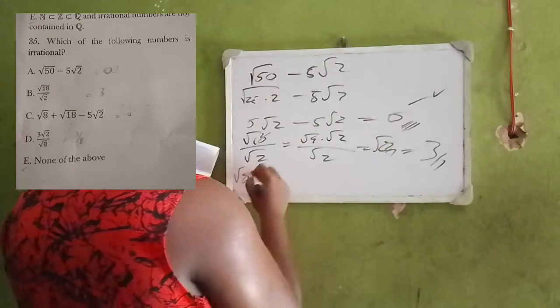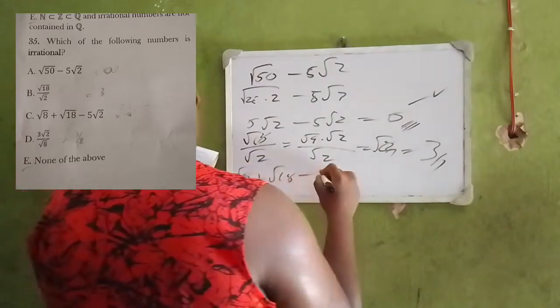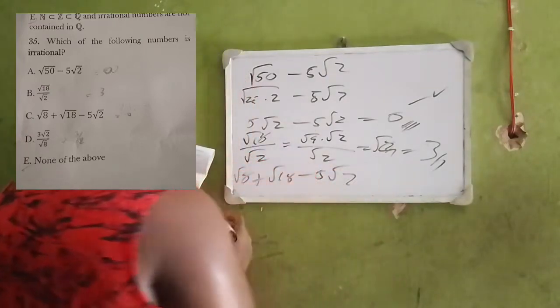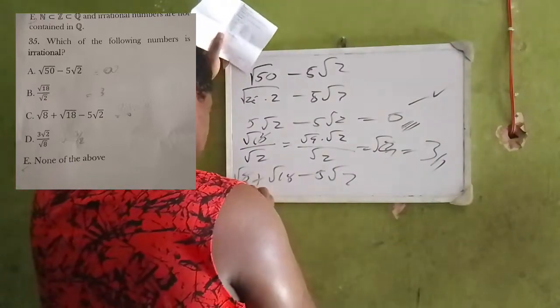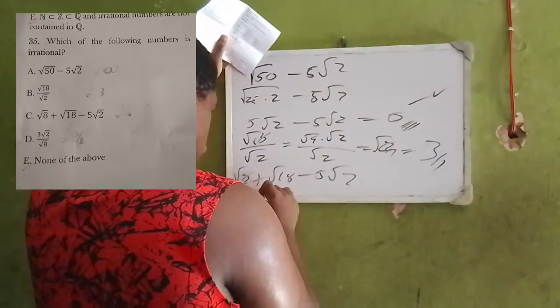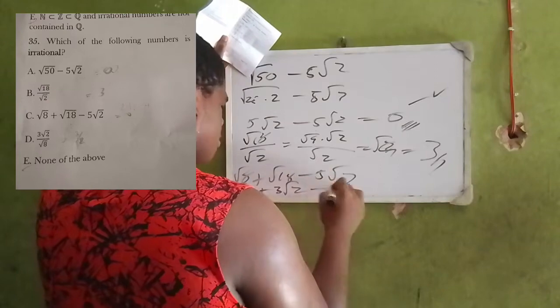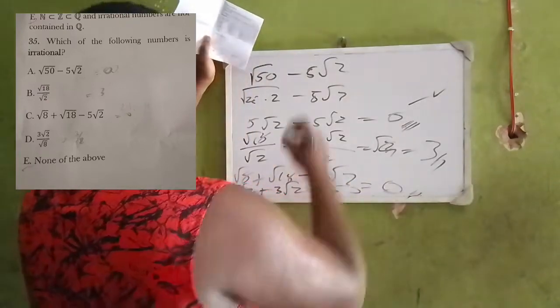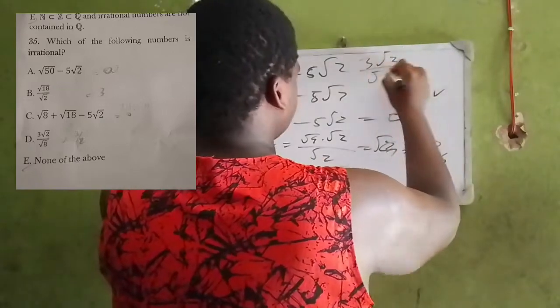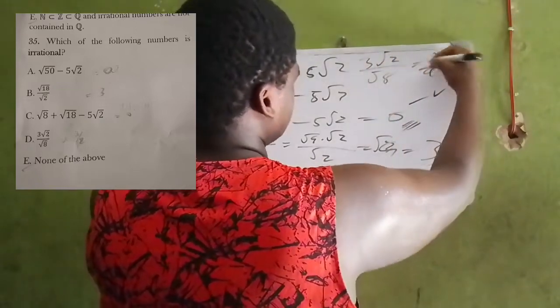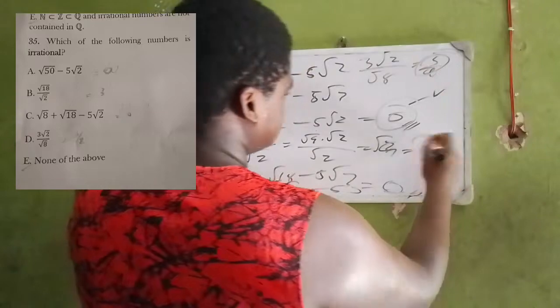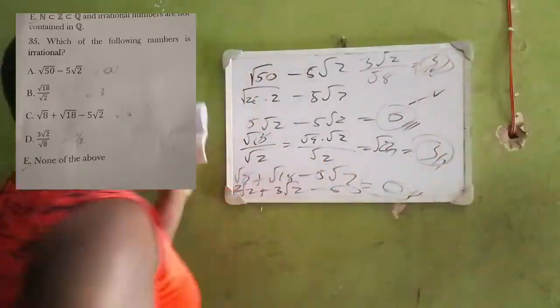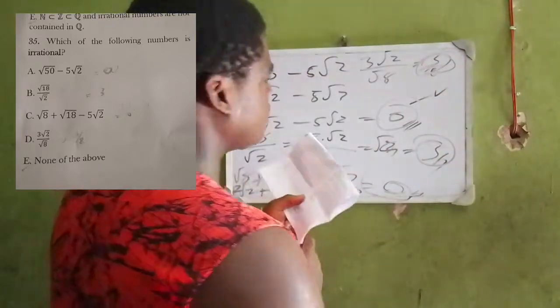The next one is square root of 8 plus square root of 18 minus 5 root 2. Square root of 8 is 2 root 2, plus 3 root 2, minus 5 root 2. So this is just simply 0. The final one is 3 root 2 divided by root 8, which is simply just 3 over 2. This is also a rational number. So we have 0, 3, 0, and 3 over 2.